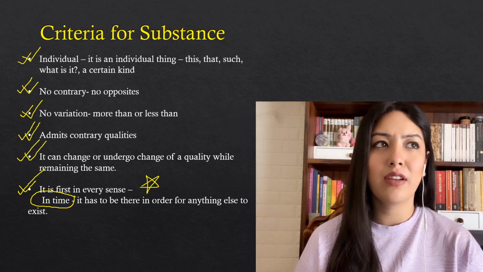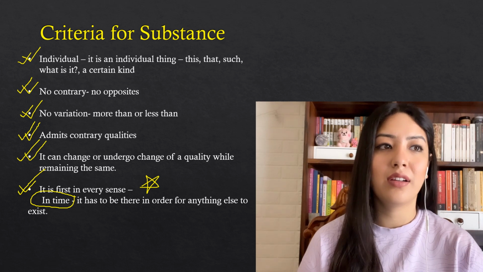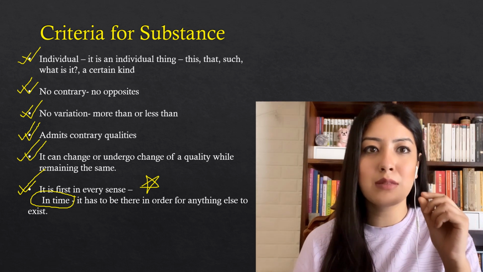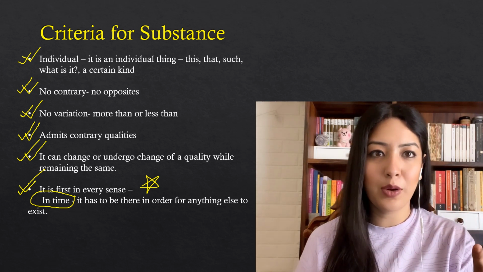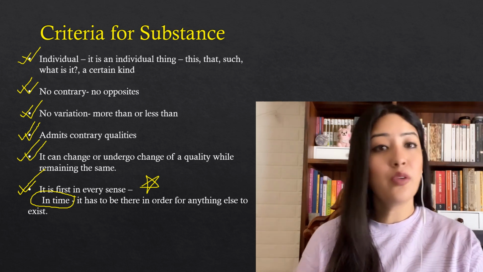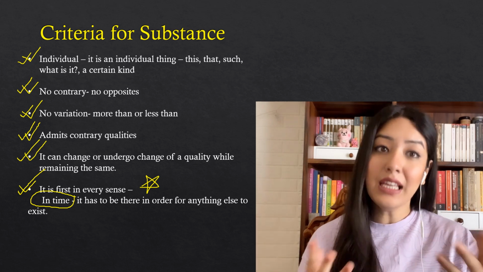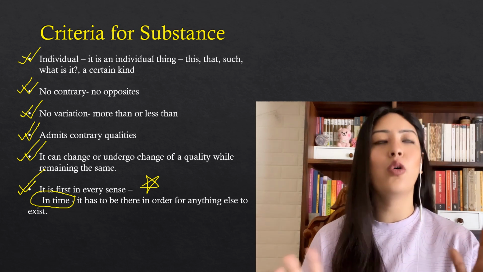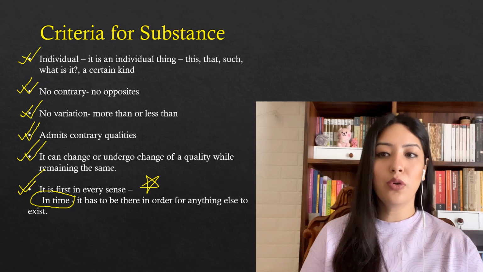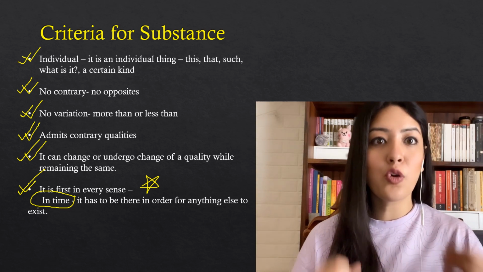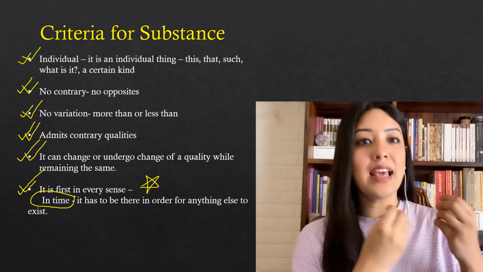I cannot just say green. You'll be expecting me to say green what? Okay, green what? A green tree, a green book, a green pen, or a green leaf. These are the things. Then you'll say, oh okay, that's what you're referring to. So you cannot just have certain qualities that just exist in time.